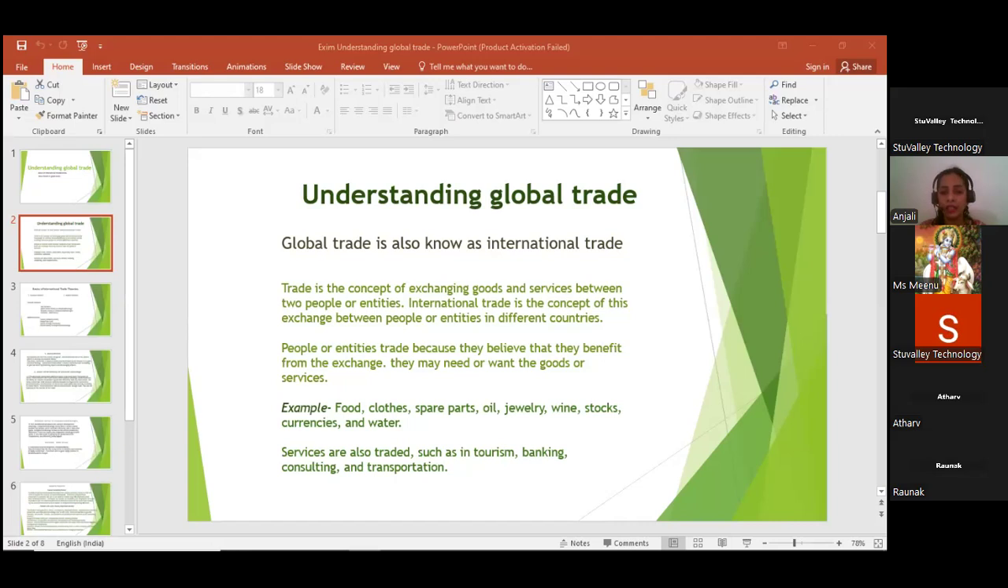Countries engage in exchanging goods and services which are beneficial for them, and they can produce the best. This allows countries to specialize in what they are most efficient at producing, and also trade for what they need or want.